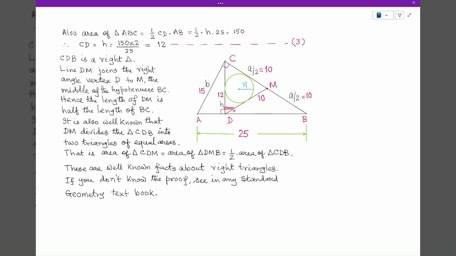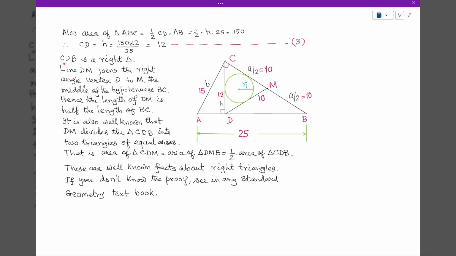That means this angle is also 90 degrees. Hence, half CD into AB is equal to half H into 25, because it is given that side AB is equal to 25. Therefore, half H into 25 is equal to 150. Therefore, CD, which is equal to H, is equal to 150 multiplied by 2 divided by 25, that is equal to 12. Let us call it equation 3.